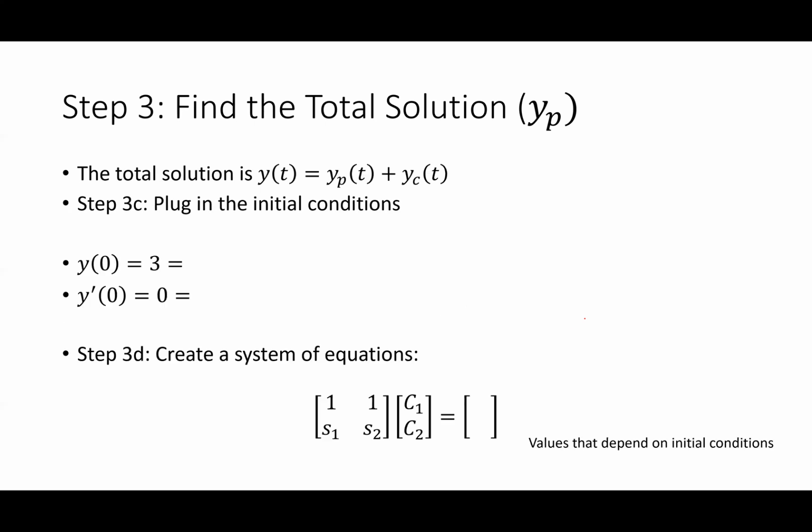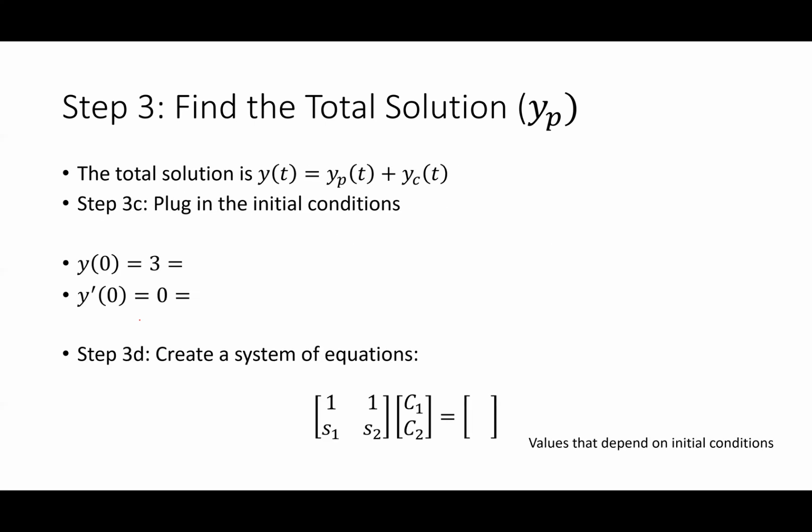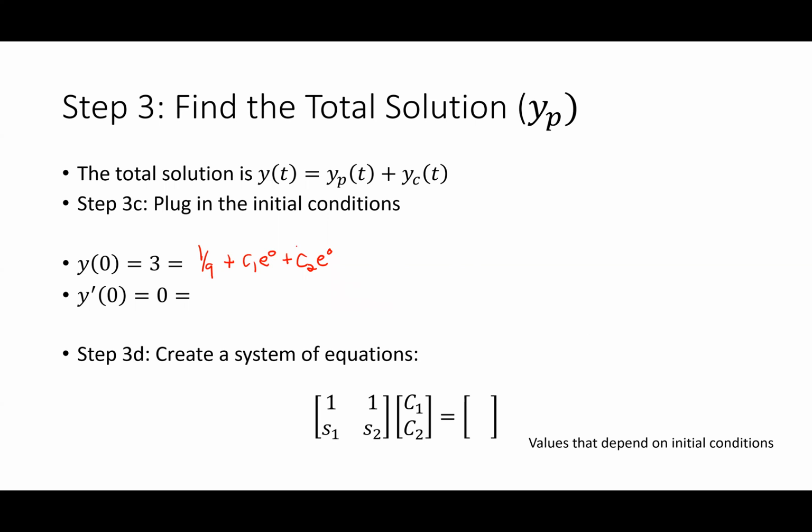Okay. All right. So now I want to get to my third substep here, which is to plug in the initial conditions. So the two initial conditions that I was given at the beginning of the problem were that y of 0 was equal to 3 and that the first derivative evaluated at 0 was equal to 0. So what I'm going to do now is plug those results into these two expressions. So for y of t, I have 1/9, plus C1 e to the 0 plus C2 e to the 0. Again, even if those exponents S1 and S2 are complex, doesn't matter. Complex number times 0 is still 0.